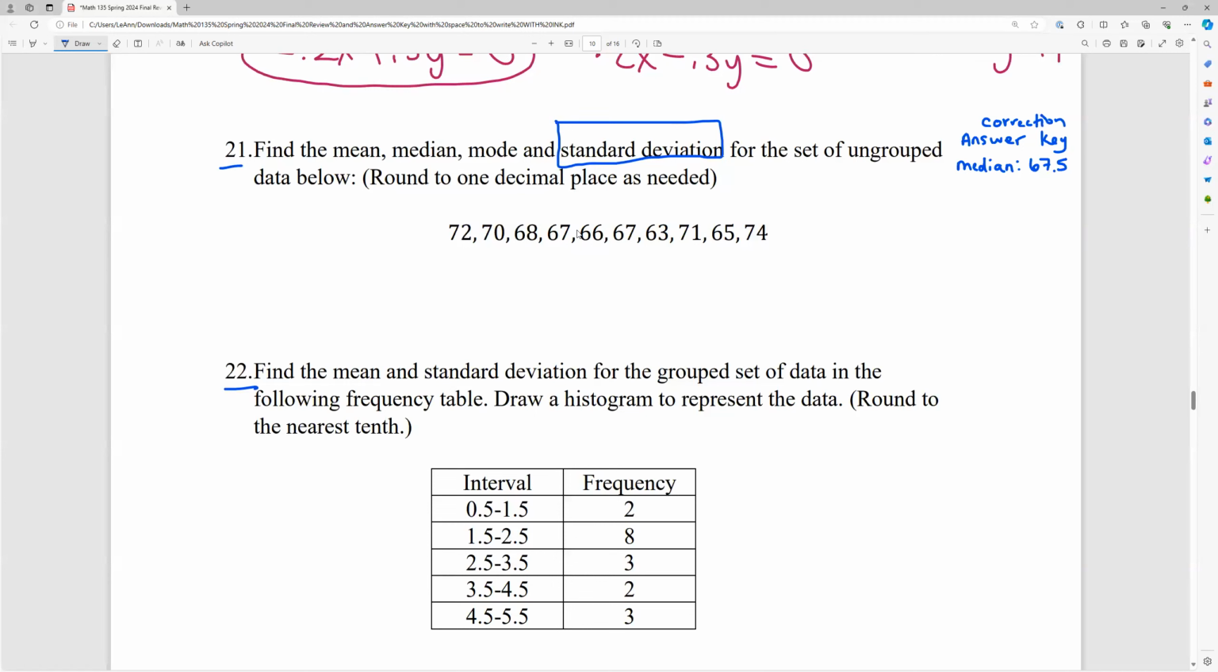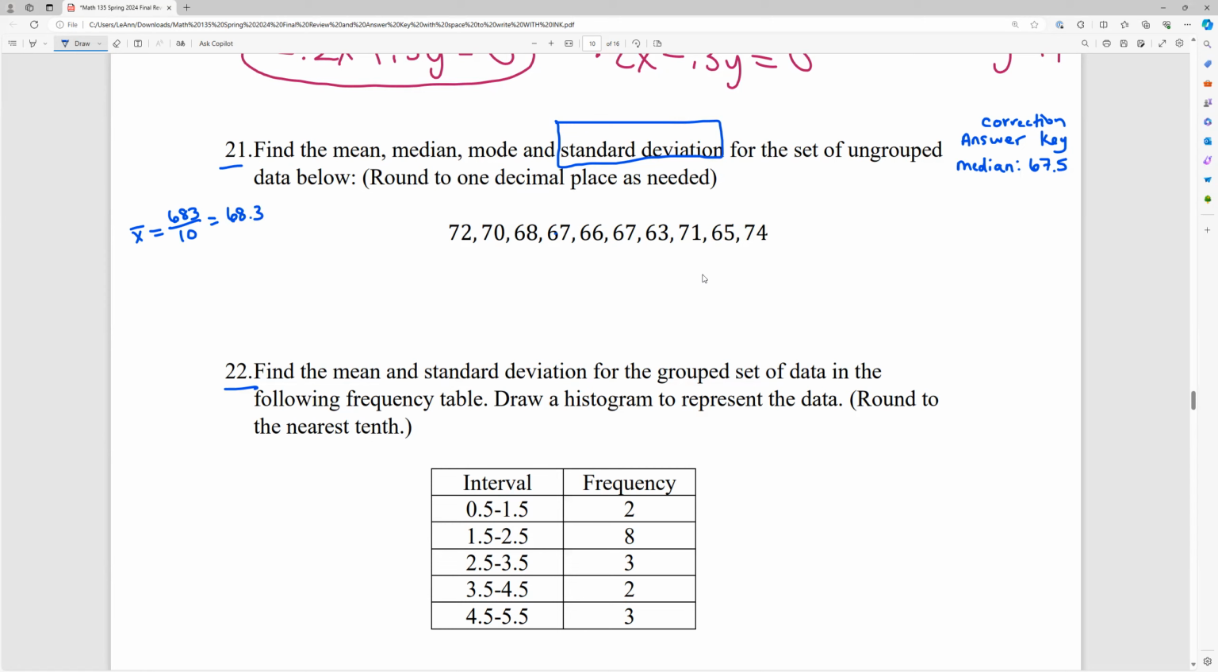But to do the standard deviation, you have to have the mean first. So if you do the mean, you're going to add up all of your values here. So let us do that real quick. So I've got my calculator. If I add 72 plus 70 plus 68 plus 67 plus 66 plus 67 plus 63 plus 71 plus 65 plus 74. That gives me a numerator of 683. I have 10 items. So 1, 2, 3, 4, 5, 6, 7, 8, 9, 10. So the average number is just the total number divided by how many items. And that is 68.3.